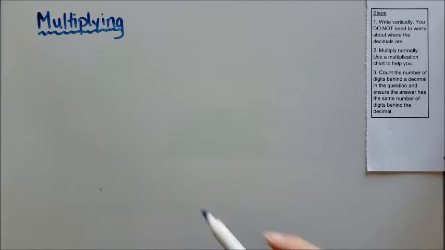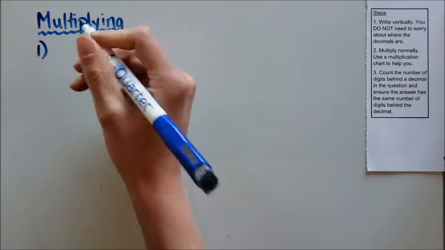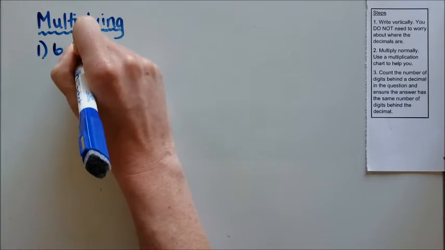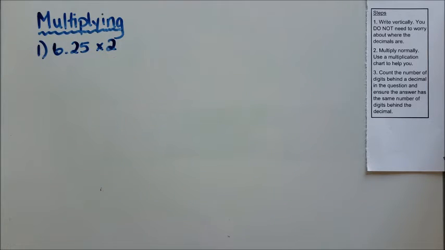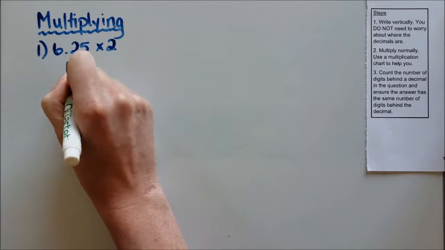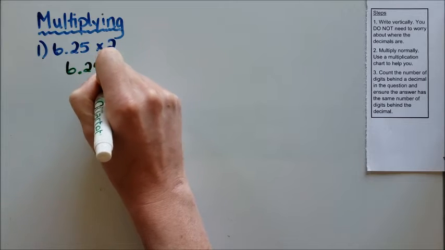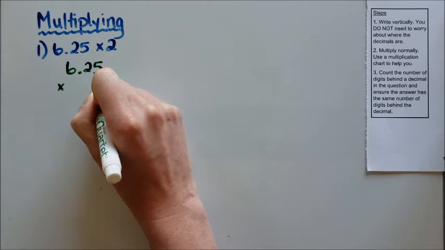So the first question that we have today is 6.25 times 2. Following my steps, I'm going to start by writing this vertically and not worrying about where my decimals are. So I'm basically going to treat it like the decimals aren't even there. So I'm going to have 6.25 times 2.